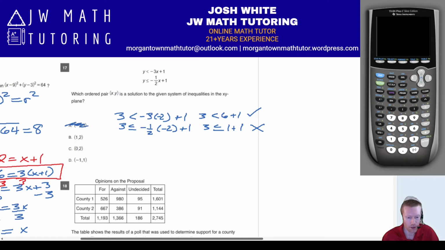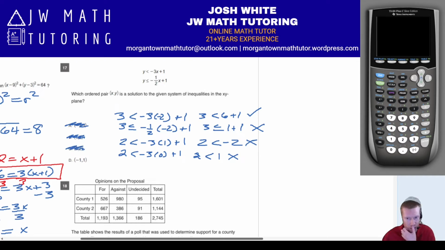Next answer choice, we'll go ahead and check it. So in the first one, we get 2 less than negative 3 times 1 plus 1. If we multiply these out, plus 1, negative 2. Positive 2 less than negative 2, that doesn't check, so we don't need to bother checking the second inequality. Answer choice C. Let's check the first one. So we got 2 for the y less than negative 3 times 0 plus 1. 2 less than 1. Negative 3 times 0 is 0, and 0 plus 1 is 1. 2 is not less than 1. That does not check. So by process of elimination, it has to be D.